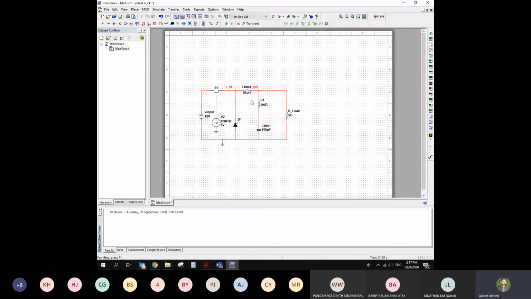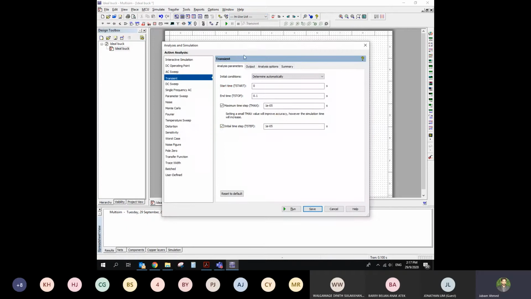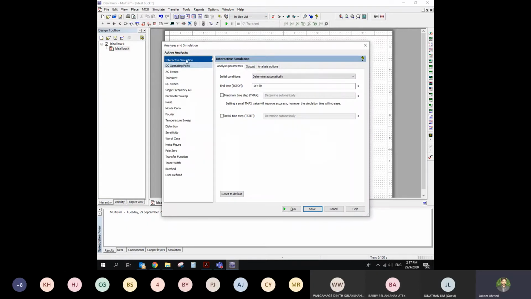Also, for the simulation purpose, we are going to use the transient simulation. For the lab one, we usually used interactive simulation. We bring the oscilloscope from here. That one is part of the interactive simulation when your circuit is connected to an oscilloscope outside, and you can watch the value in real time. That means whatever is happening, you can watch it directly.